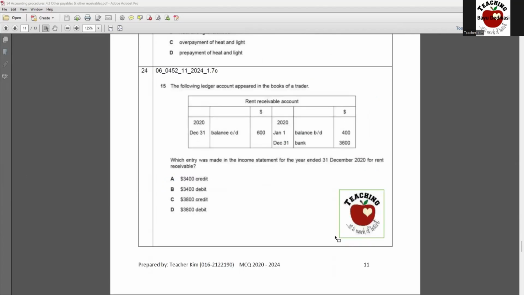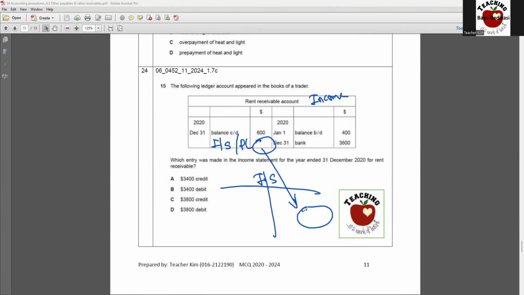Question 24. Rent receivable, this is an income account. Income account, bank in the credit, income statement or the profit or loss account in the debit. So which entry was made in the income statement for the year ended 31st December 2020 for the rent receivable? They are asking the income statement account. So here is debit, transfer to here will be credit. So here is 3,004, total debit, credit minus debit. So this amount will transfer to the income statement in the credit side. So the answer should be A.